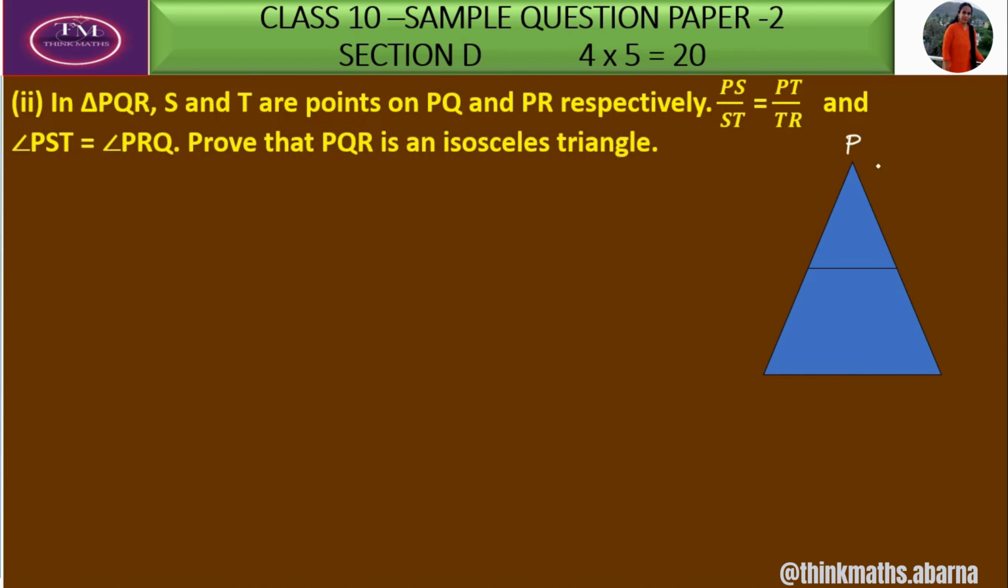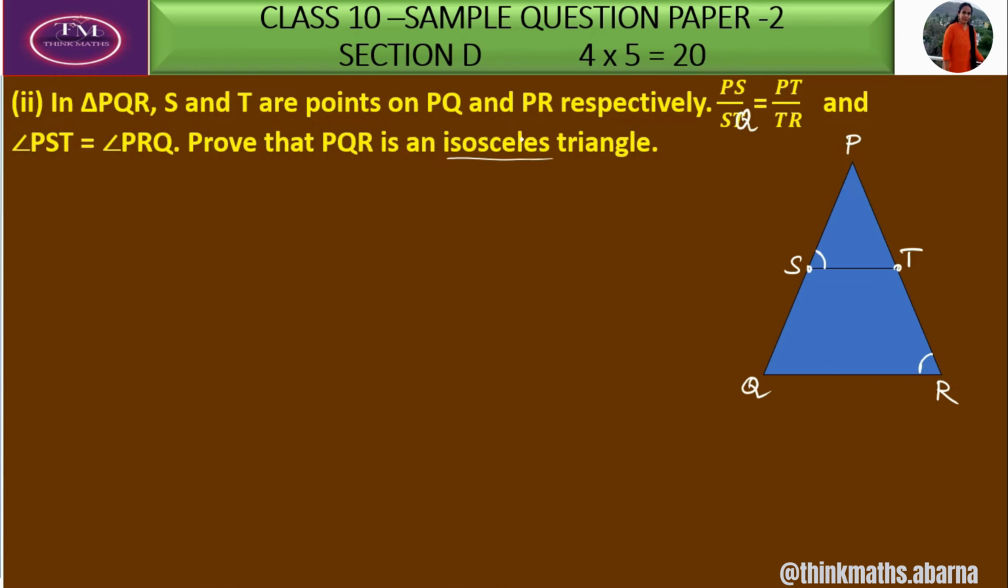So here there is a triangle PQR. So S and T are points on PQ and PR respectively. What they have given? PS by SQ is equal to PT by TR. So this is what is given. And angle PST is equal to angle PRQ. So these two angles are given. We have to prove PQR is an isosceles triangle.